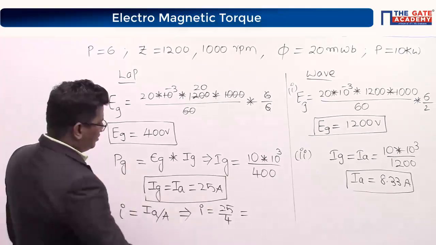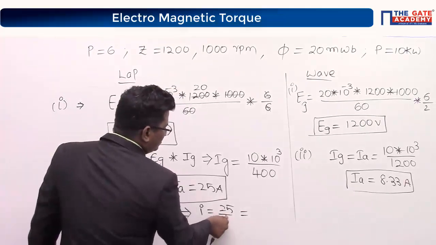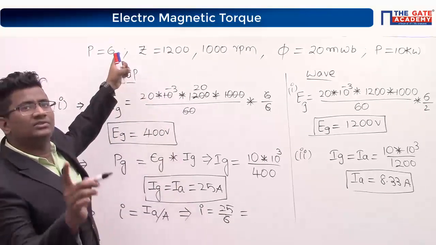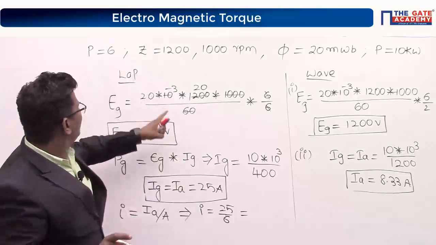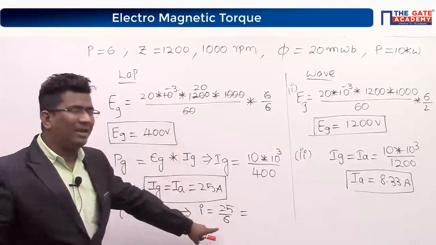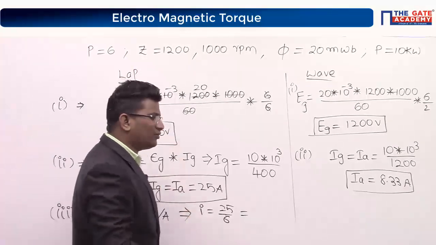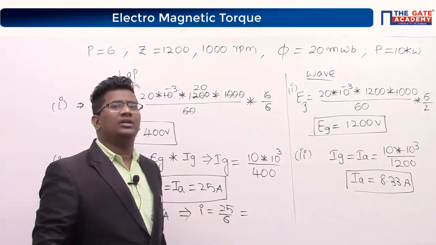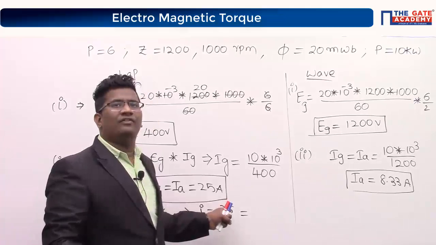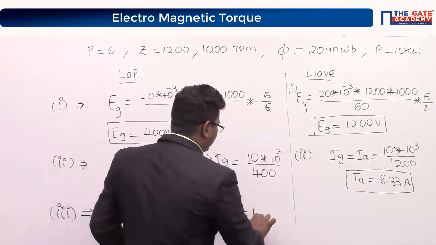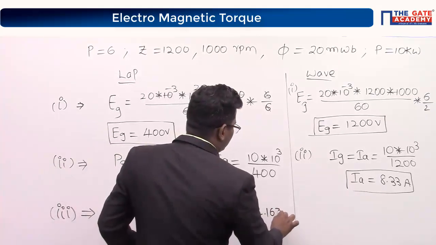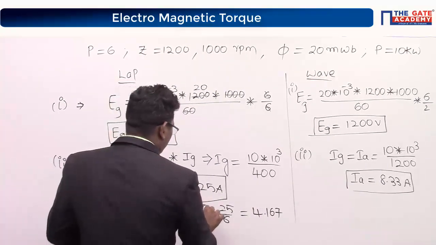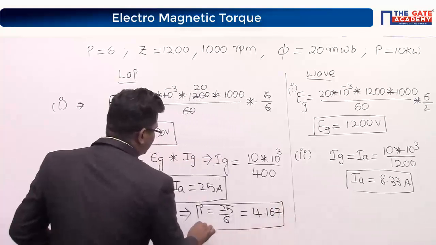Sorry. Number of parallel paths is 6, right? Because we are using 6 poles here. Small correction. Therefore, the number of parallel paths is equal to 6. What is this answer? 25 by 6. Thank you, Vaishnavi. 25 by 6 is 4.167. Put it in a box.